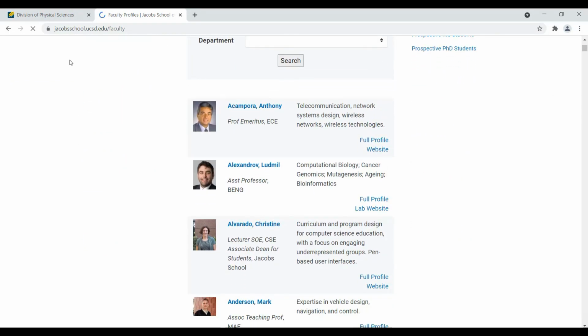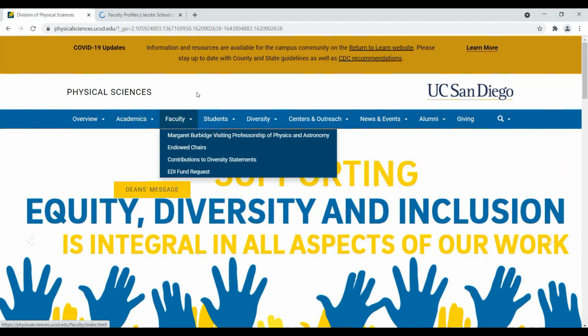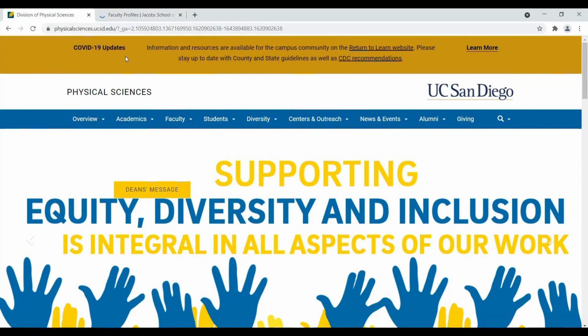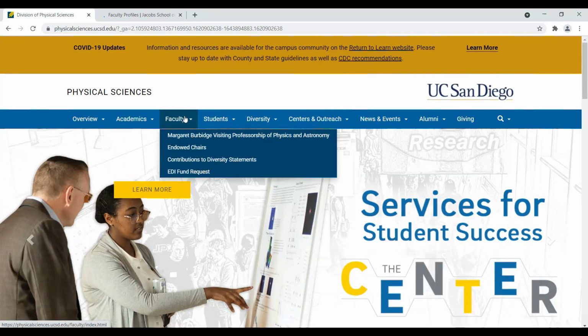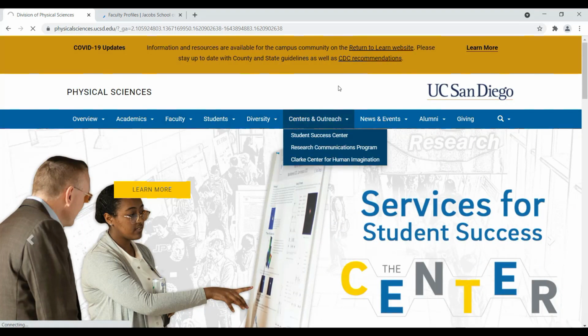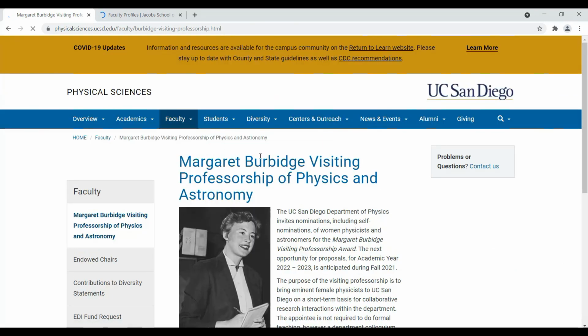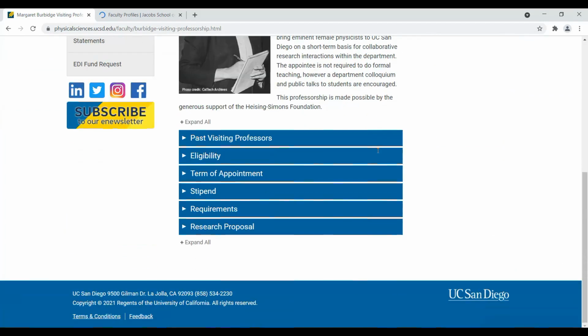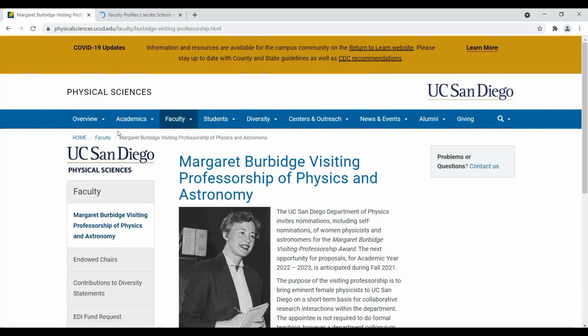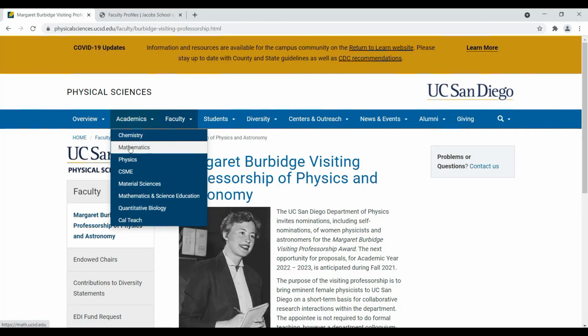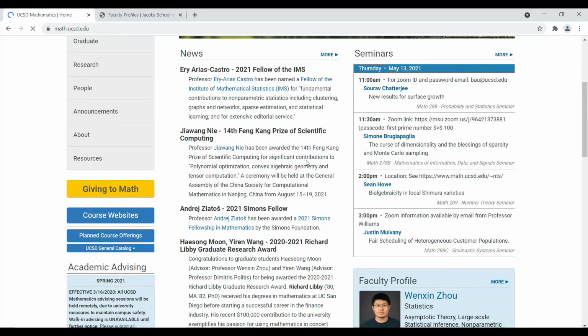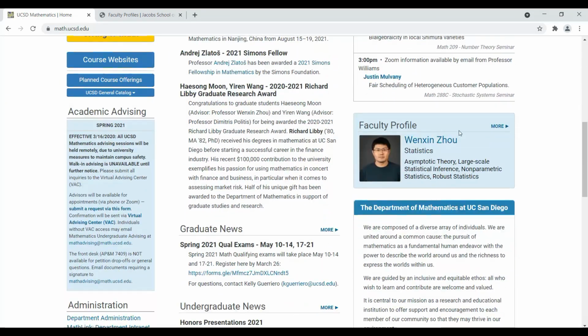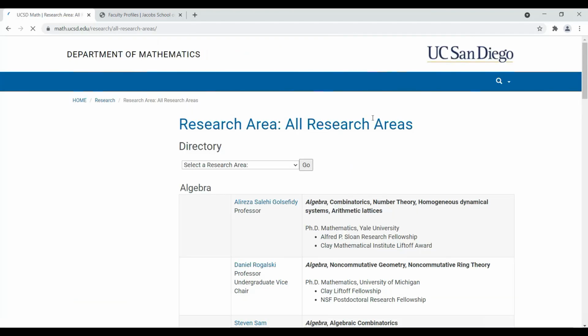So how do we cut it short? Then in the next, the physical sciences tab, we had the faculty, but it is saying something about the Margaret Burbidge visiting professors, but it's not there. So yes, we had to find it in the mathematics department. So we get to the mathematics department, and then, yes, here it is, faculty profiles. We get to the more, and here we are.